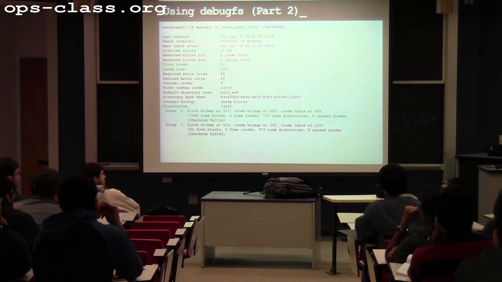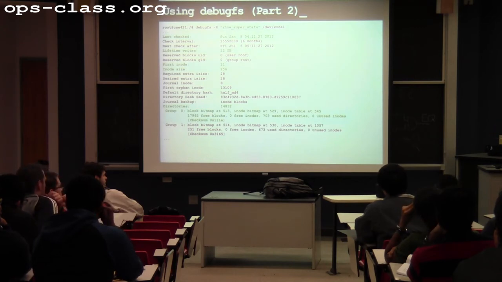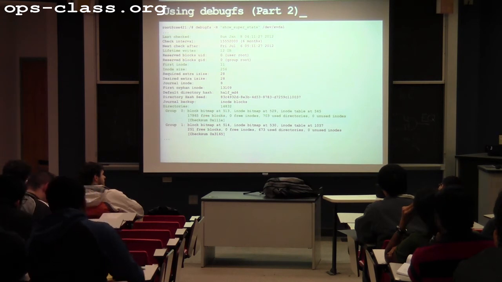This tells me what the inode size is. And then here we go. So this goes on for a while. If you run this, what it'll show you is each group. Because I've created these little mini file systems, here's where the block bitmap is. So what would I use the block bitmap for?